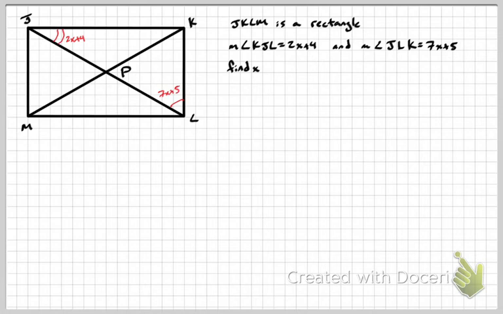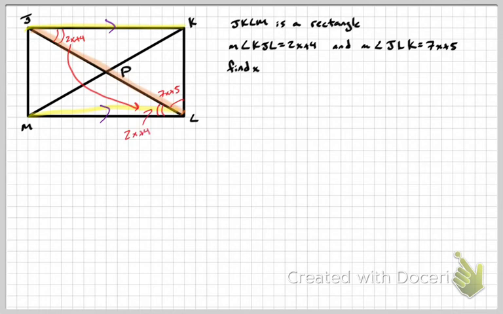Now this problem involves alternate interior angles. So remember, our top and our bottom lines are parallel. And then we also know that this diagonal is a transversal. So knowing that, this angle is alternate interior angle with the 2x plus 4. So that means that this one is also 2x plus 4.